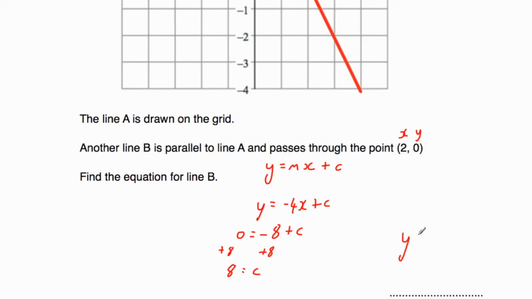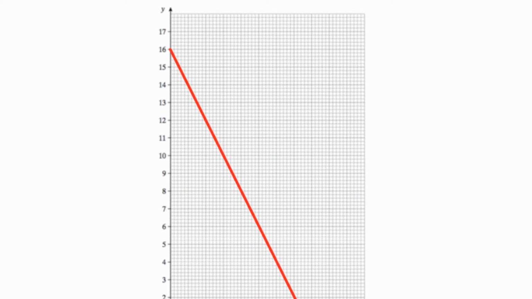So we've got y equals minus 4x, and then we know that c is equal to 8, so we then write plus 8. That's it. So our equation for the line B is y equals minus 4x plus 8. Okay, let's have a look at our next question. So question number 16.